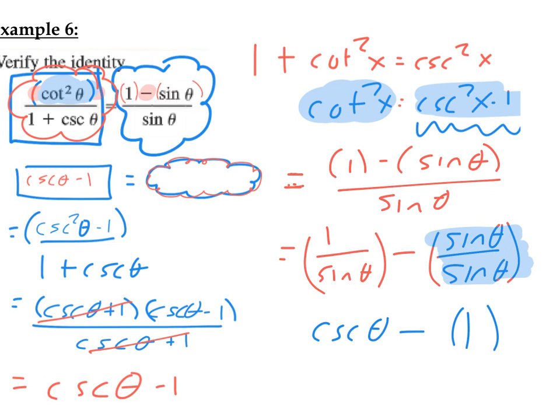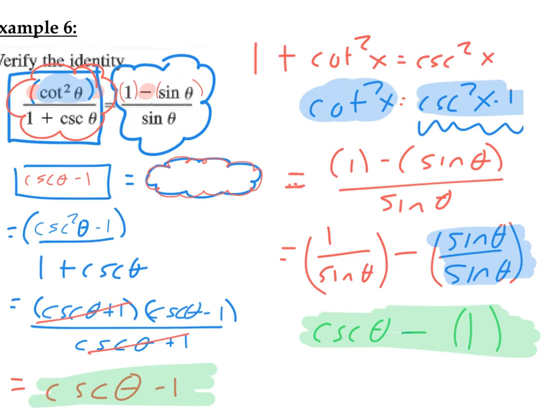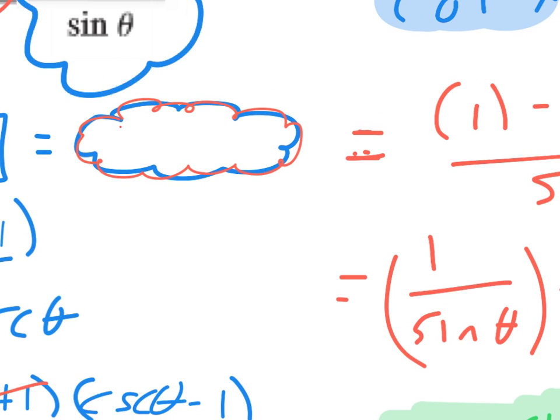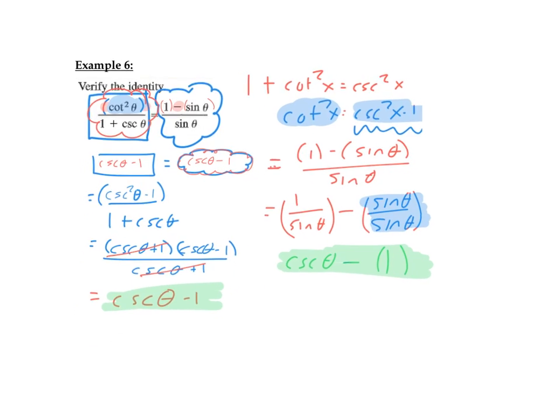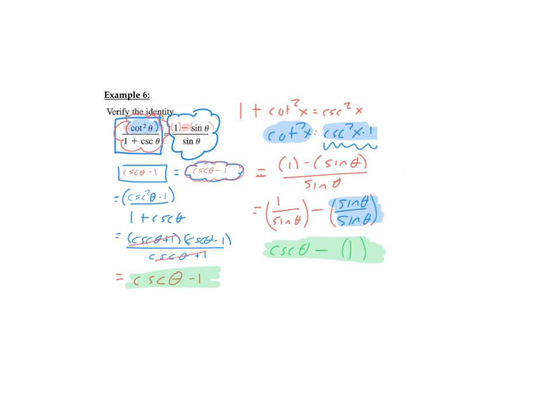And wait, that's familiar. Why is it familiar? Well, the right side gets simplified to cosecant theta minus 1. The left side gets simplified to cosecant theta minus 1. And so just like 2 equals 2 or pi equals pi, we know that the right side equals cosecant theta minus 1. Guys, I'm proud of you. It's hard work, but it's good work. Keep up the good work.